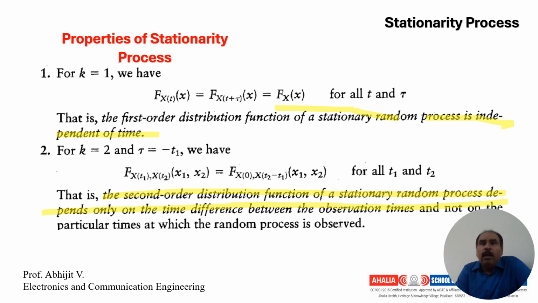That means in the second order stationary process we consider two points of time t1 and t2, two observation times, and it does not depend on the absolute time, only on the difference of times t1 and t2. Are you all able to understand what is this second order distribution function of a stationary random process?